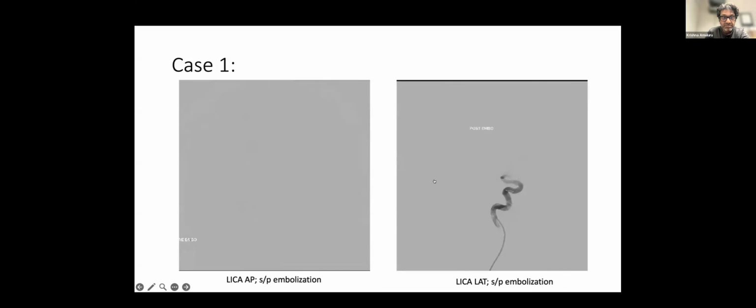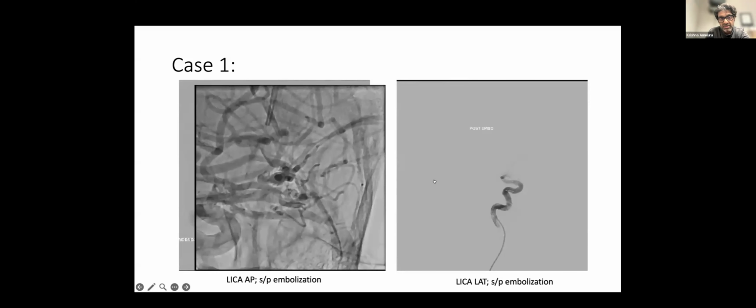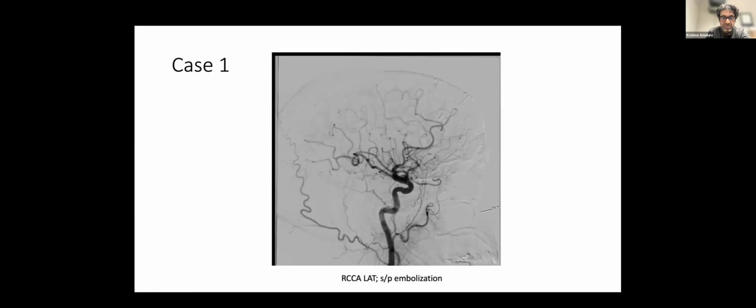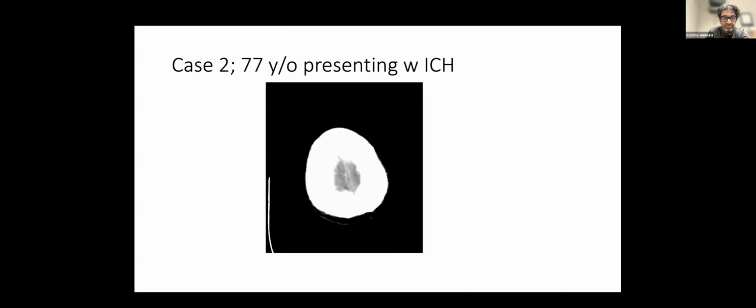of the fistula here. Here's our left run after the embolization. Here's our glue cast. On lateral, you can see that we were able to occlude this fistula. And just for completion, here's the right side as well. You don't see any residual filling.